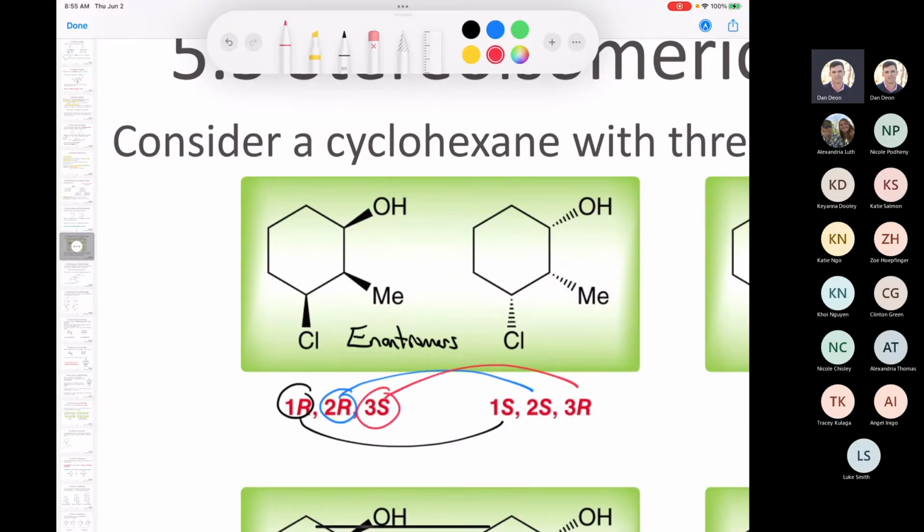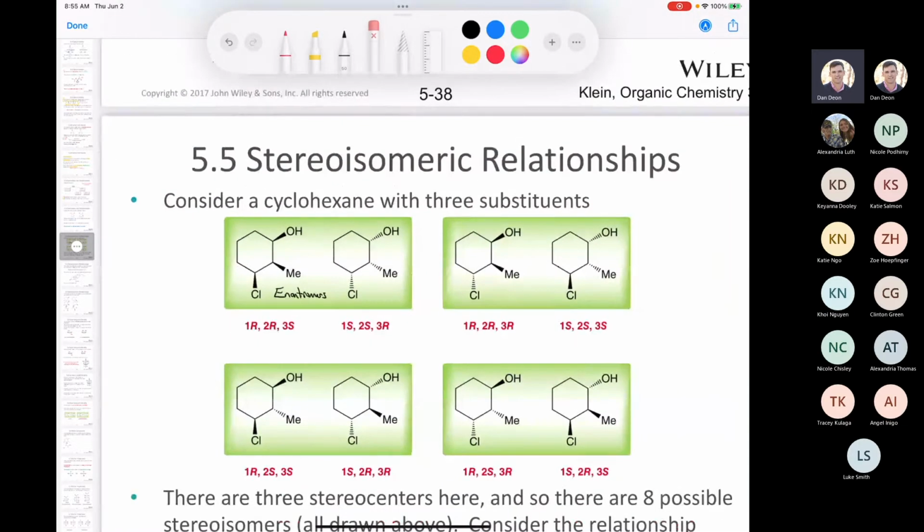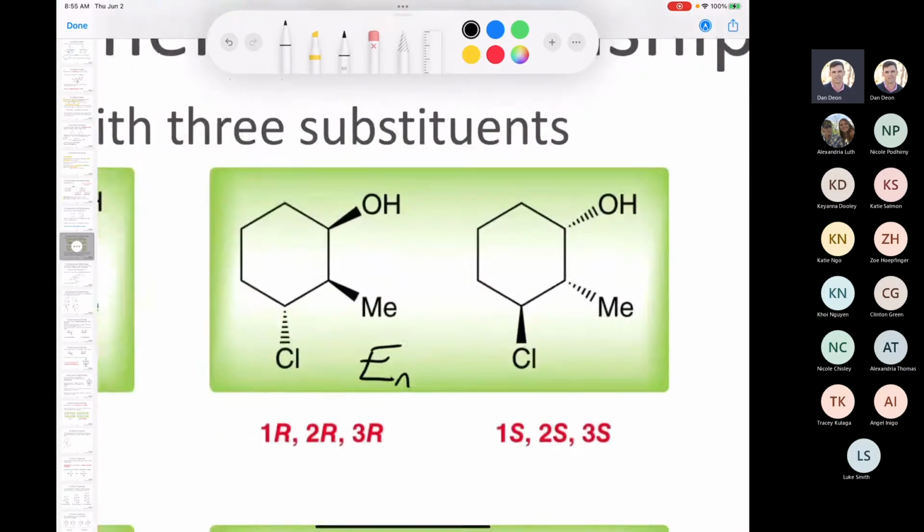Again, we switched every single stereocenter from R to S or S to R. Thus, these 2 compounds are enantiomers. And if you look at any of these green boxes in here, what each one of these green boxes represents is a pair of enantiomers. These 2 compounds are enantiomers.